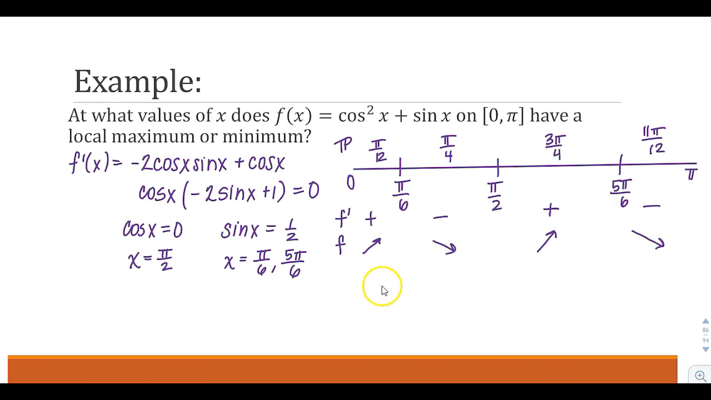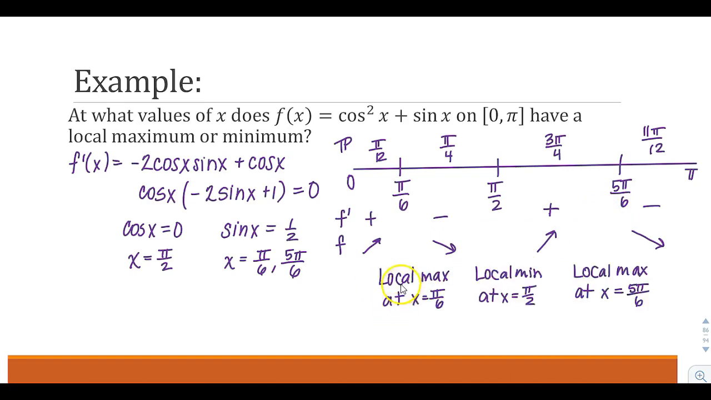So we'll go ahead and summarize. So we have local max at x equals pi over 6, local min at x equals pi over 2, and local max at x equals 5 pi over 6. And we were asked at what values of x, so we're not going to substitute these back into the original function. And notice we do have to summarize our work outside of our sign chart because our sign chart is really just scratch work that's helping us to justify and identify what we're being asked.